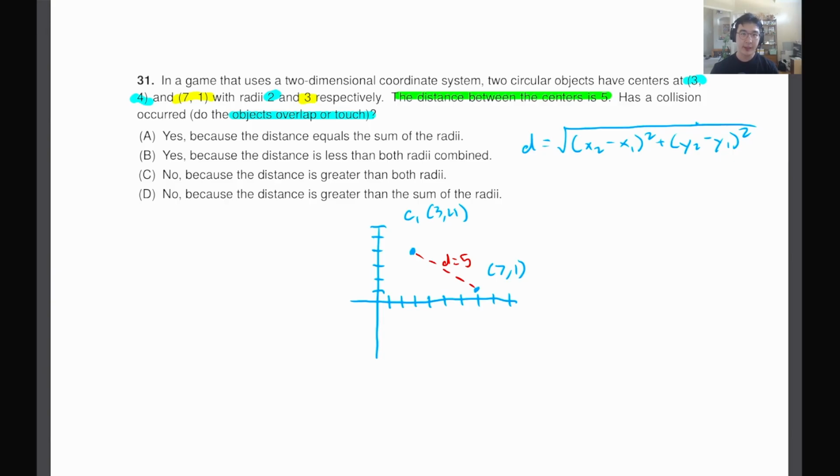Okay. And now I'm going to go ahead and draw those line segments. So we know the radius 1. Let me go ahead and do that, C2. So we know radius 1.